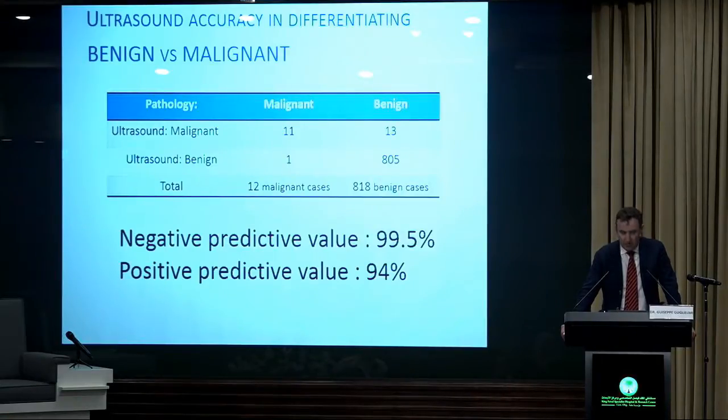But the positive predictive value of ultrasound is lower, and that's because several cases which were not malignant were thought to be malignant on ultrasound, but that was one of the differential diagnoses, and they subsequently turned out to be benign. For excluding malignancy, ultrasound was extremely accurate.